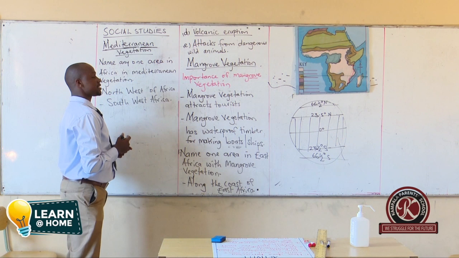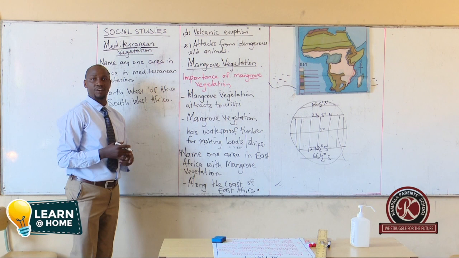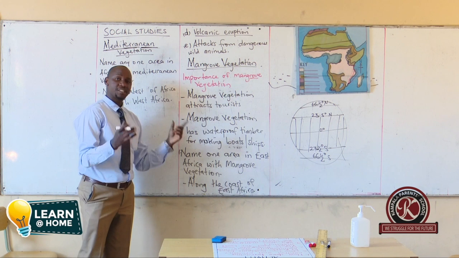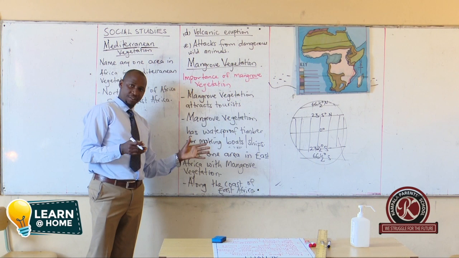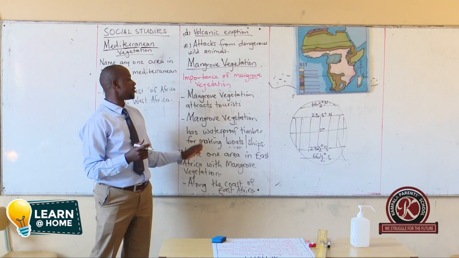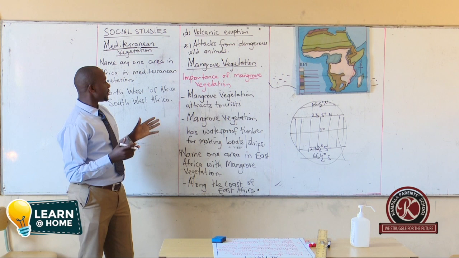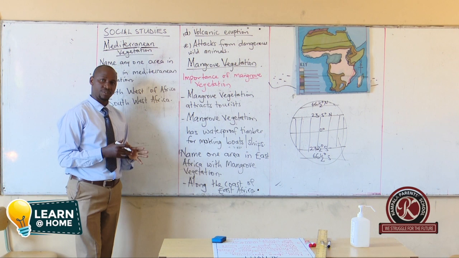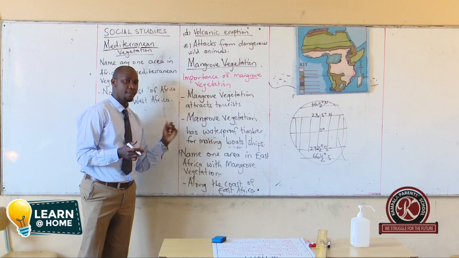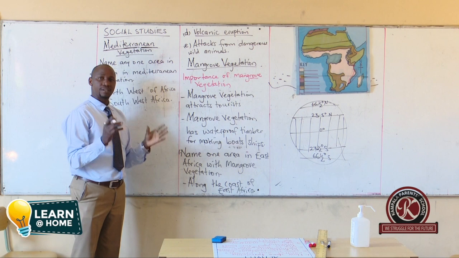Another one, we said Mediterranean vegetation is a source of softwood timber. Why? It grows in areas of low temperature. In the beginning, we said different types of natural vegetation, some have hardwood timber, some others have softwood timber. Why? Those that grow in areas of high temperature have hardwood timber. Those that grow in areas of low temperature, like Mediterranean, mountain vegetation, and temperate vegetation, are sources of softwood timber. Then those that grow in areas of high temperature, like the savanna and the equatorial, are sources of hardwood timber.